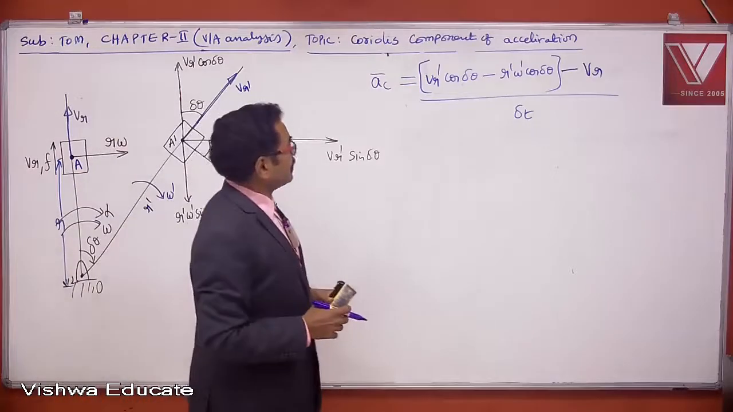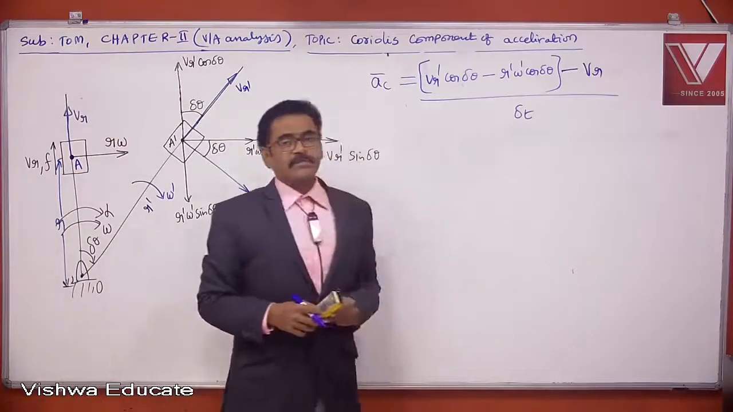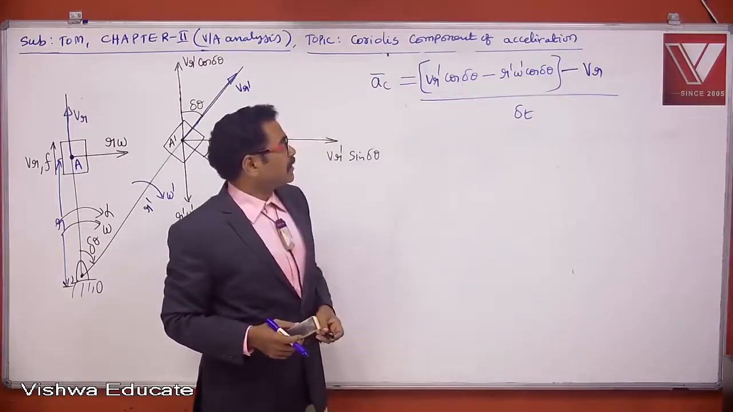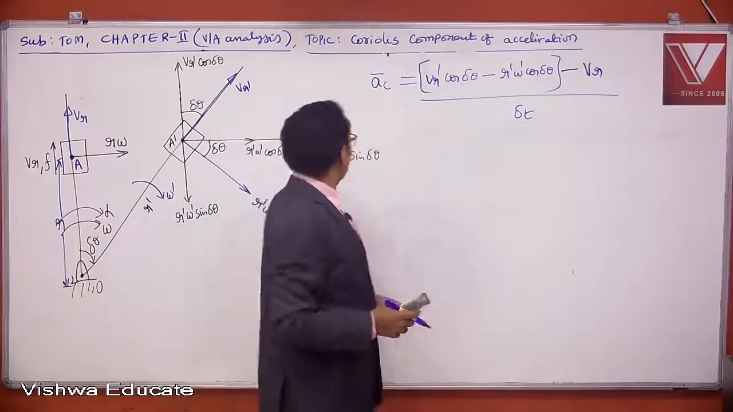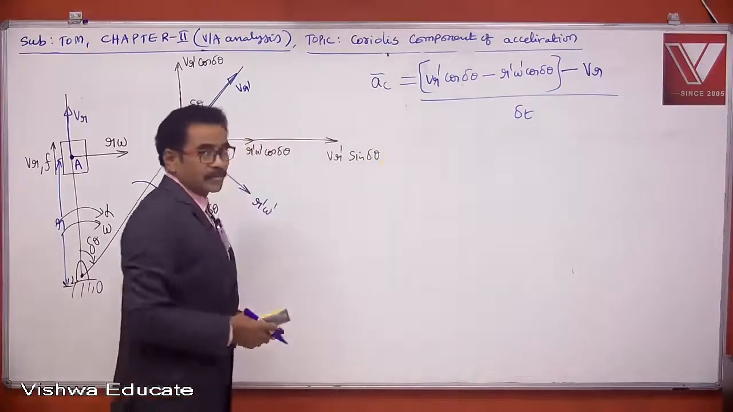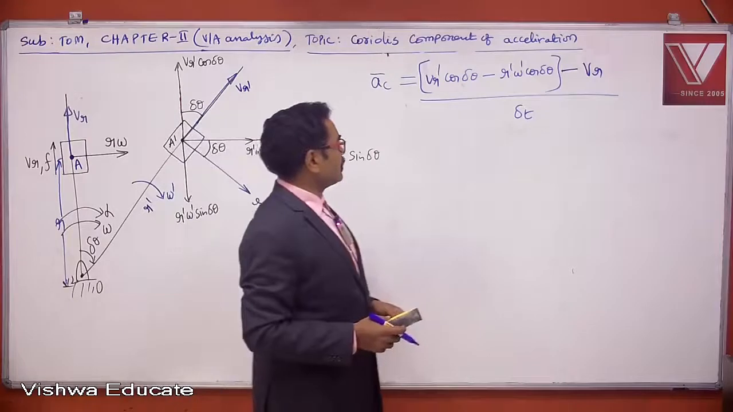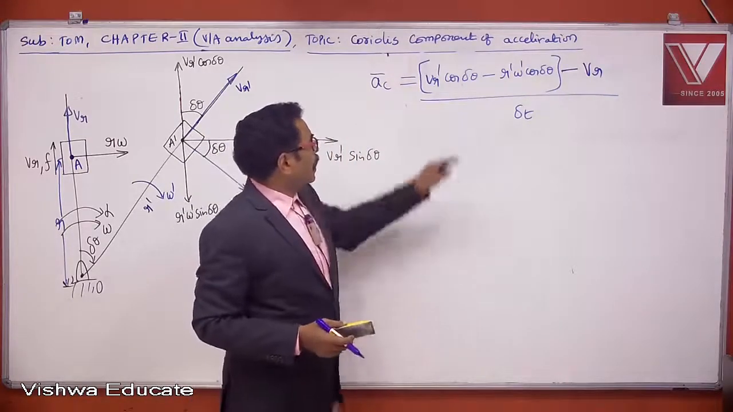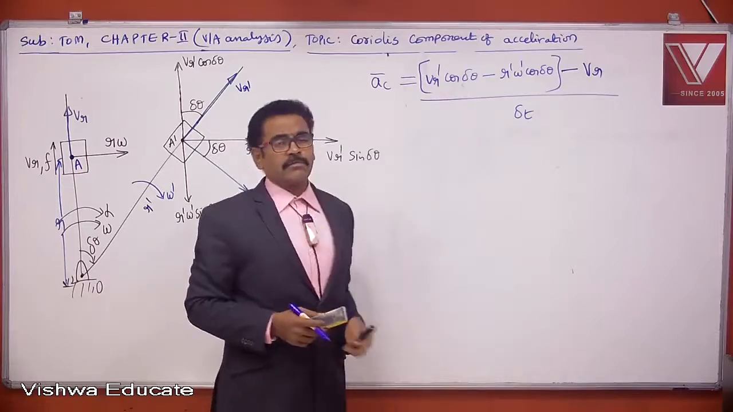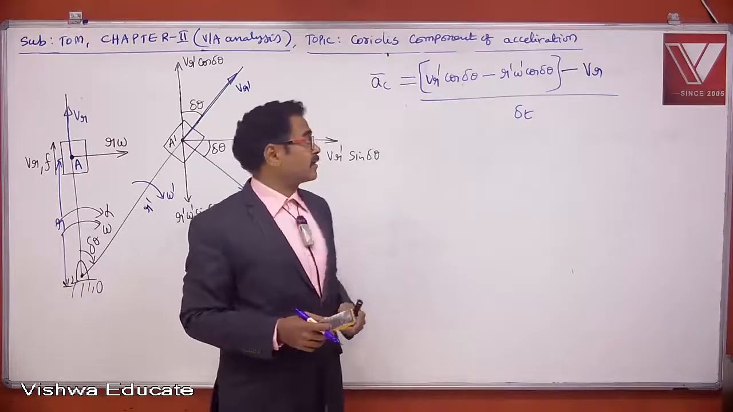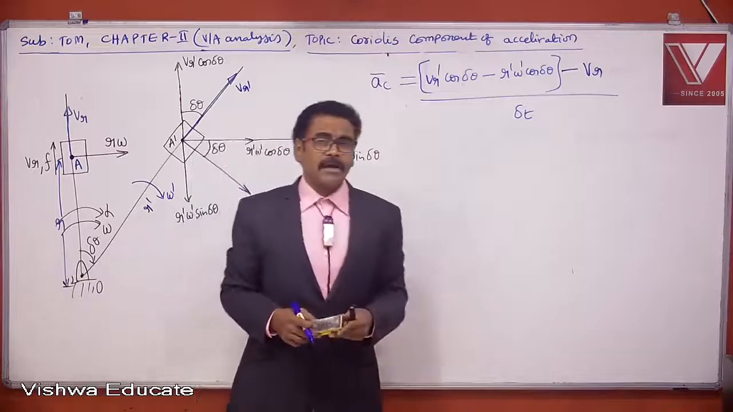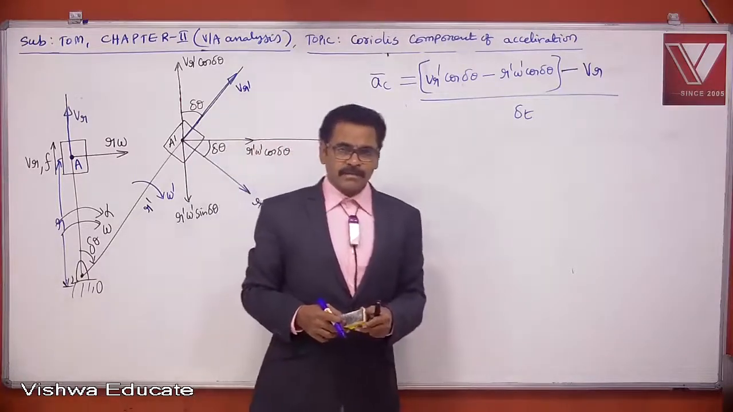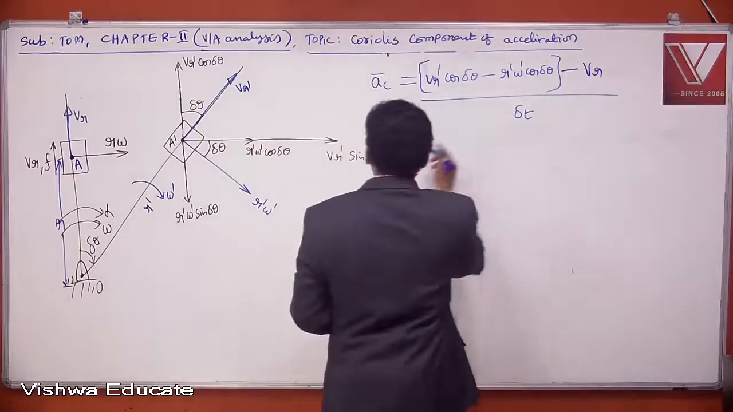Just like the previous part of the derivation, here also treat cos delta theta as 1. Here there is no sin delta theta, no problem. Treat cos delta theta as 1, and you know what VR dash is? VR dash means VR plus F into delta t. We know R dash is R plus delta R. We know omega dash is omega plus alpha into delta t. Let us write it.